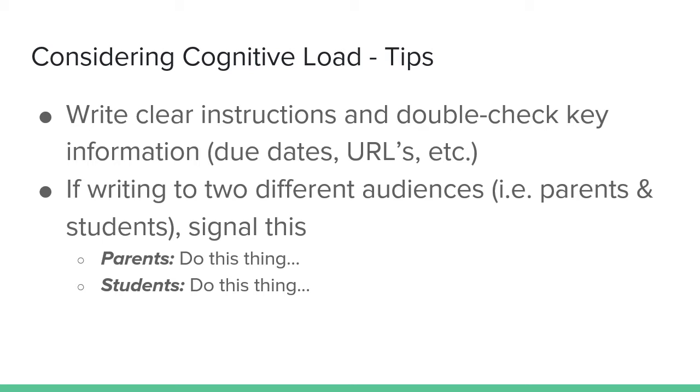If you are writing to two different audiences, which may not be a bad idea depending on what age level you are designing for, think about signaling that. So you could have instructions that are written to parents and instructions that are written to students, but make sure that you clearly signal that. And what I mean by signaling is use bold, use italics. The example you can see on this slide is I am very clearly showing each audience what is meant for them. So make sure that you consider your audiences and signal so that your audiences know who you're writing for when.